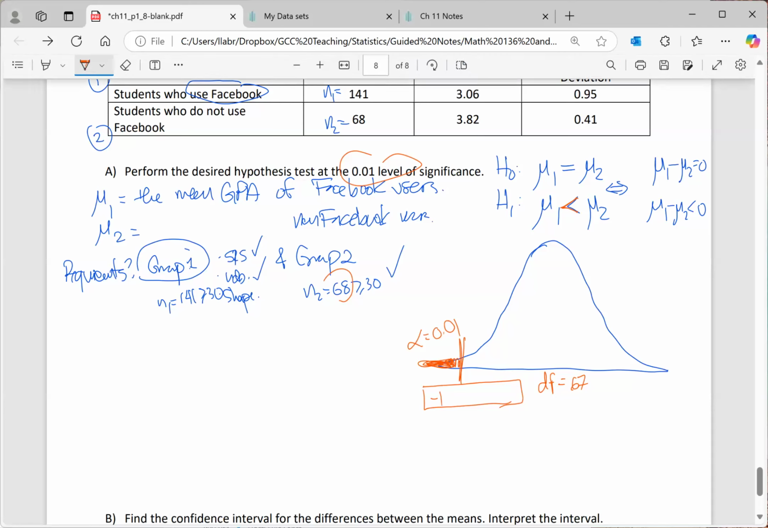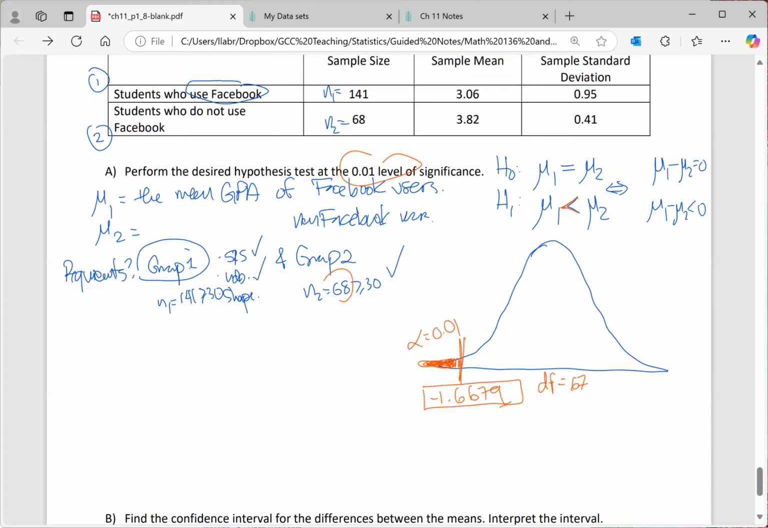All right, so I hope that you tried it. I have on my paper that this is negative 1.6679. I hope that that matches with your answer. If it does not, please reach out. Ooh, you know what? I don't think it will match, because on my paper, it doesn't have this. So let's just find it.